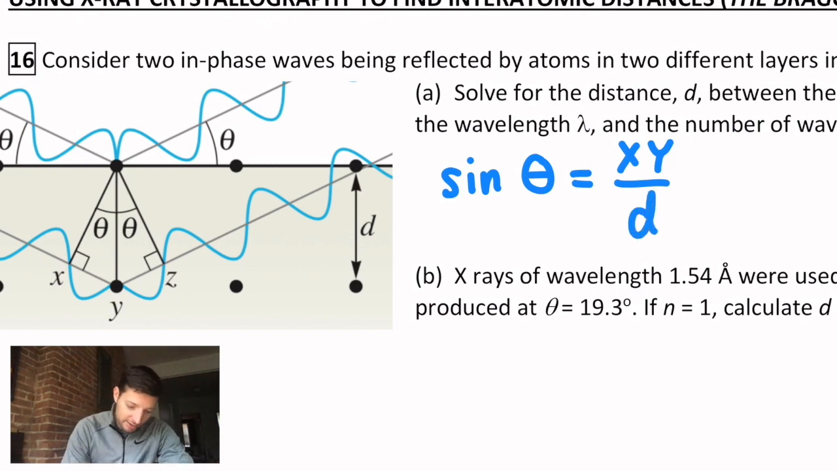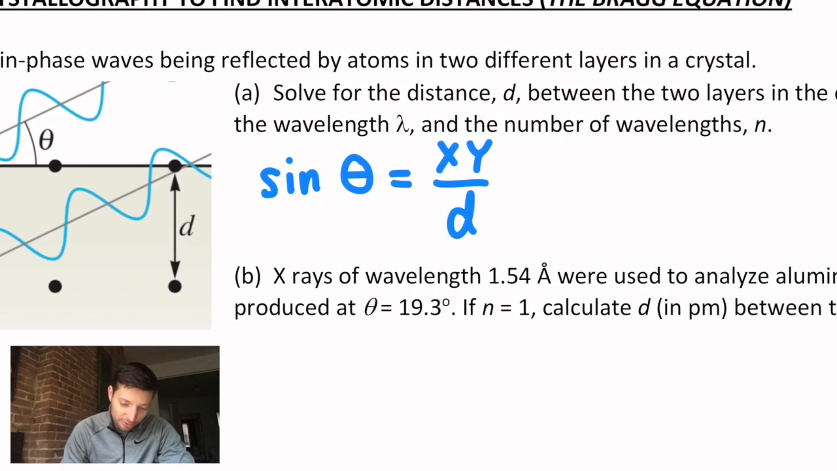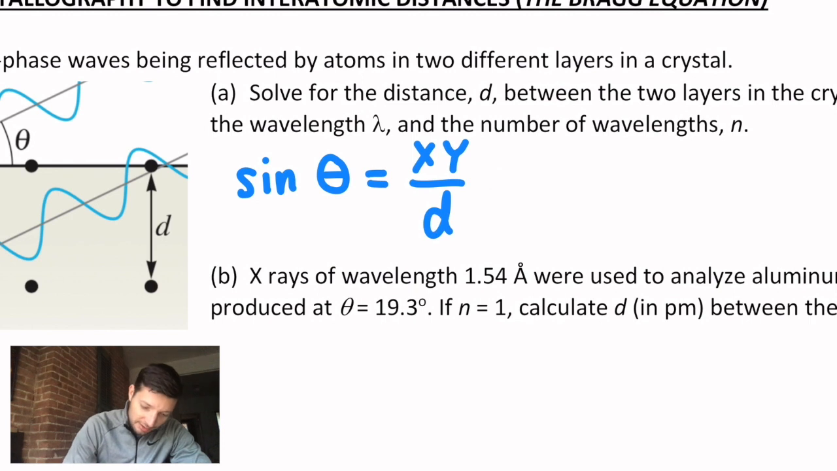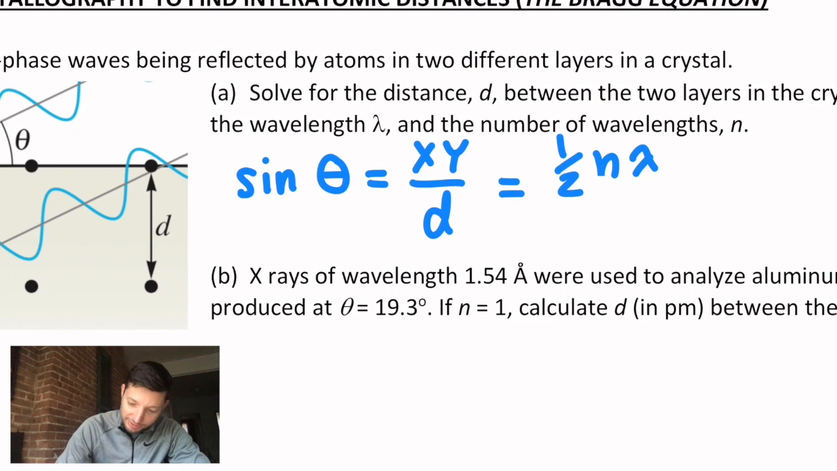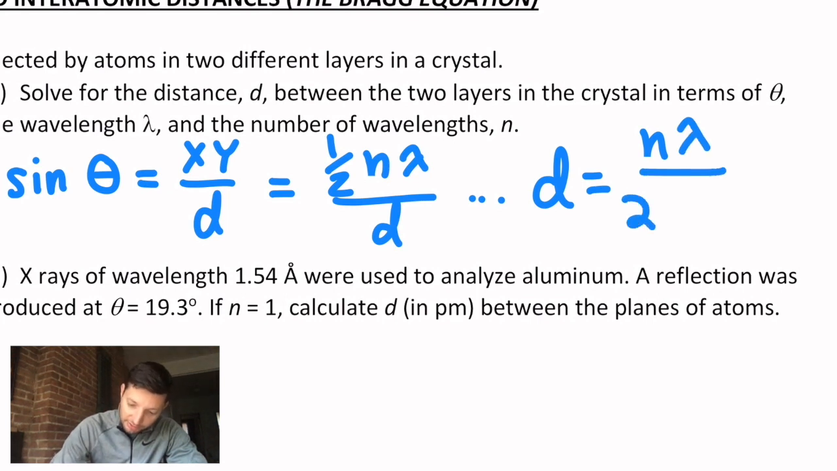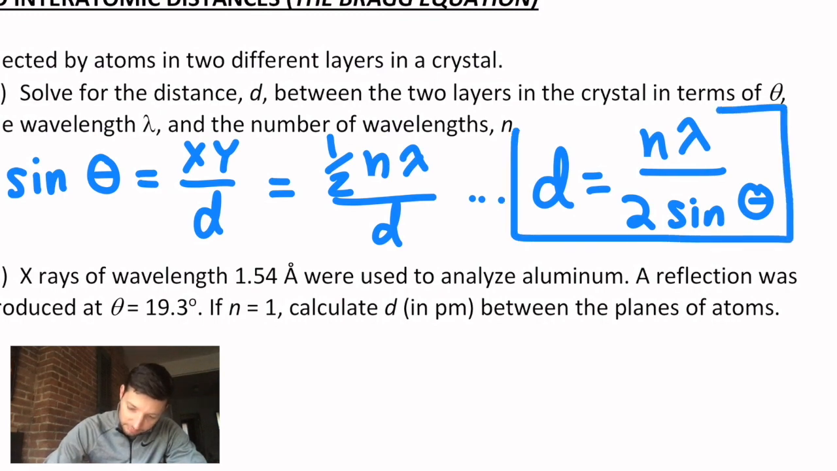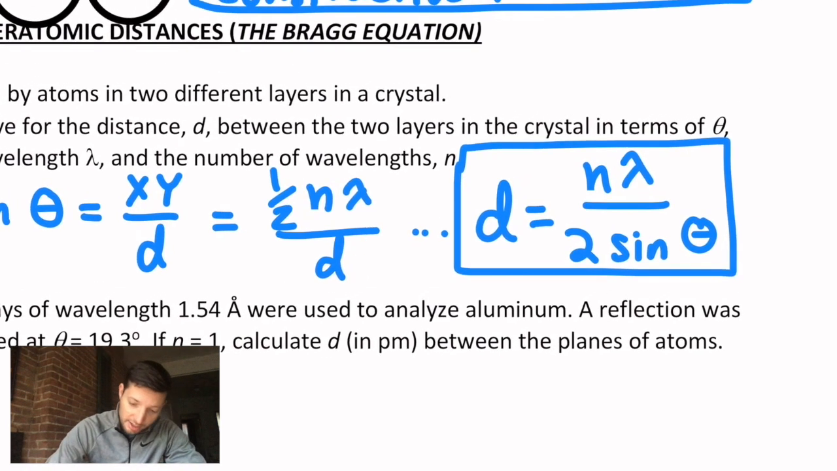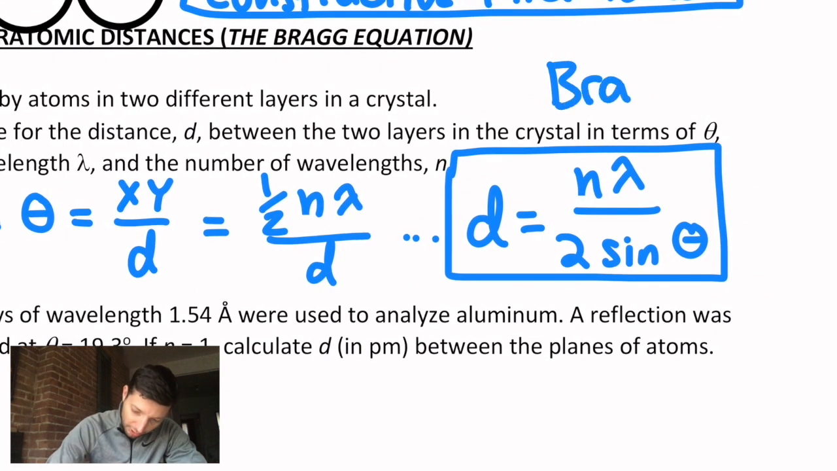Well, XY is half of that extra length, that extra distance that wave 2, or ray 2, is traveling. So XY is half of the integral number of wavelengths, and n is just some positive integer, divided by d. Now you rearrange and we solve for d, and you get that the distance is the integral number of wavelengths times the wavelength divided by 2 times the sine of the angle theta. All of that was just to derive that equation. This is called Bragg's law.